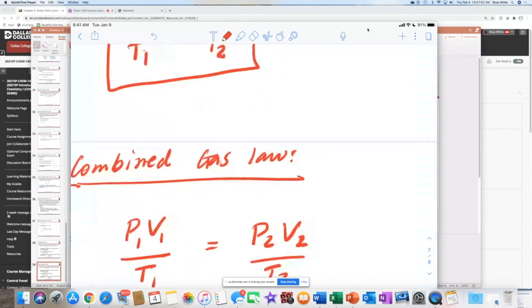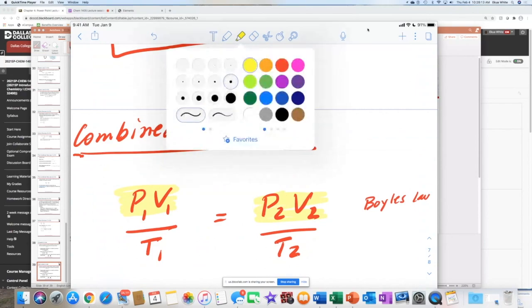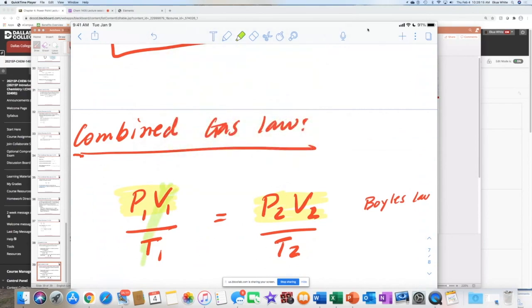So let me show you what I did, okay? You gotta be resourceful, y'all. The yellow color I'm showing you here, this yellow color is Boyle's law. If you just take those two, P1V1 equals P2V2, that's Boyle's law. Okay, and then let me show you a different color.